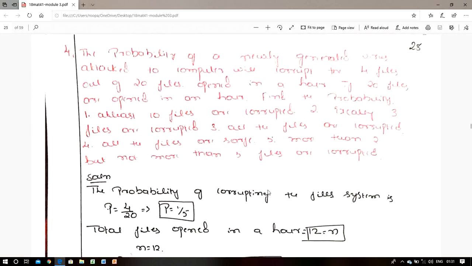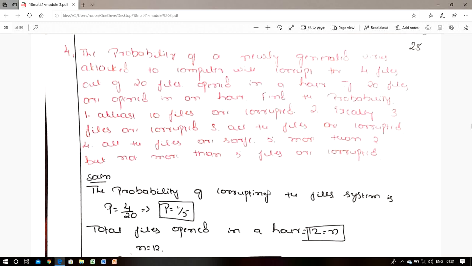Now come to another problem. Here in this problem, the probability of a newly generated virus attack on a computer is that it corrupts 4 files out of 20 files opened in an hour. If 20 files are opened in an hour, find the probability that at least 10 files are corrupted. Second condition is exactly 3 files are corrupted. Third condition, all files are corrupted.